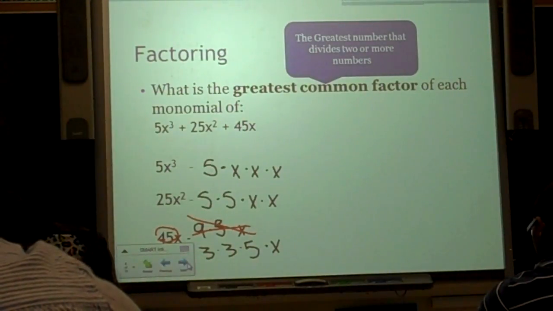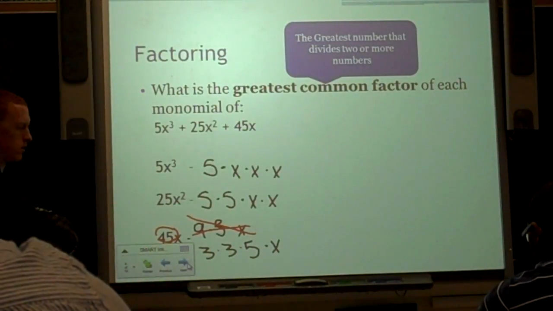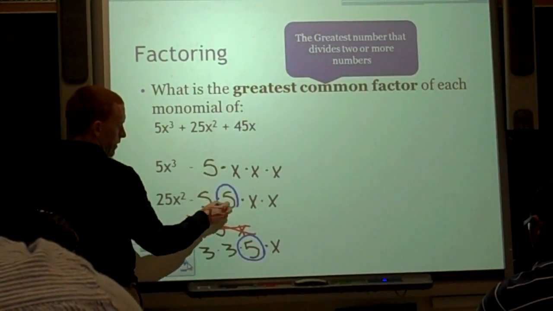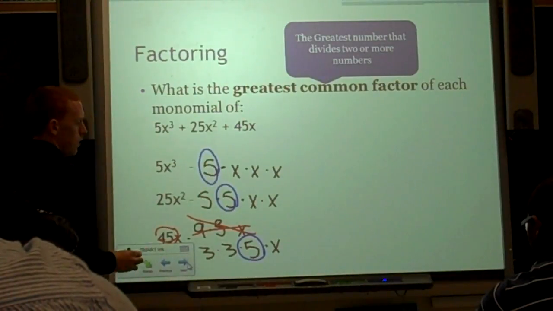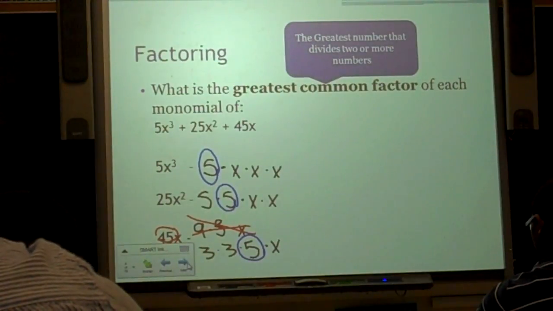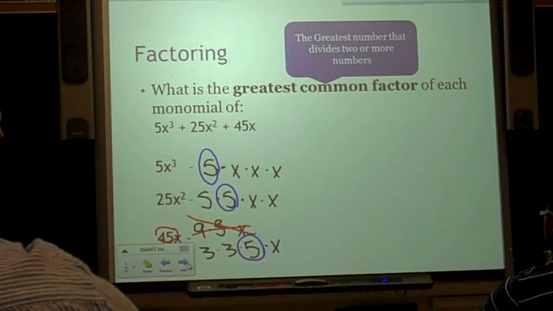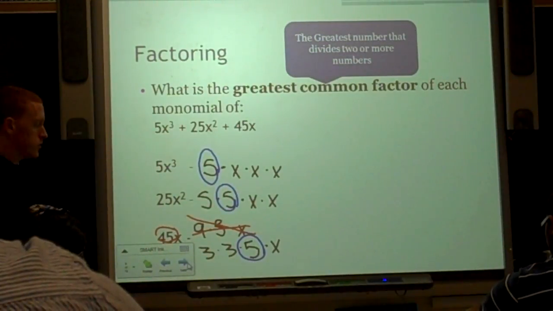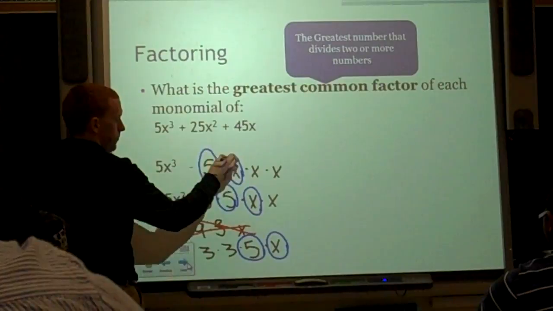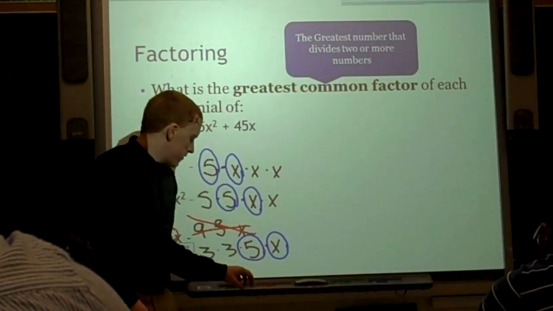Alright, so now it's just a matching game. So, what do each of these terms have? 5. They all have 5. That's a nice easy one. I see a 5 here, 5 here, and 5 here. Is there anything else? x. There's x's. How many? Each of them have 1, 1, and 1. Okay, so that's fine and dandy.